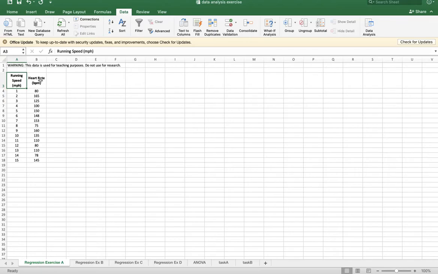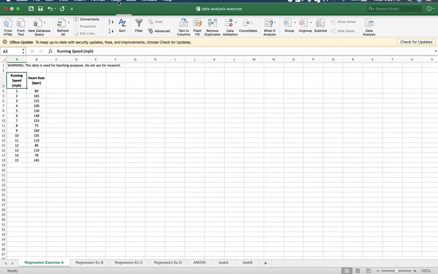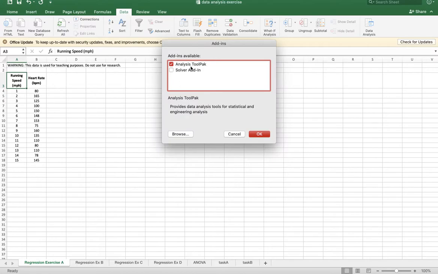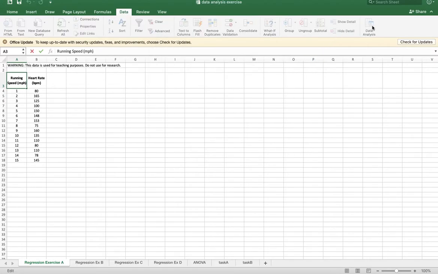In order to do this, you need to unlock the data analysis toolpack. Since I'm using a MacBook, the location of the data analysis toolpack might be different, but you can go to Tools, Excel Add-ins, click on the analysis toolpack and press OK, and it should appear at the top in your data column.